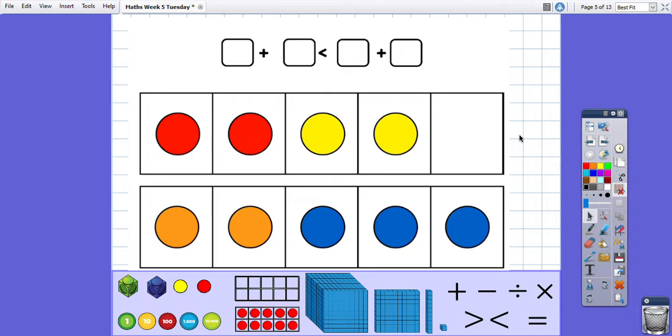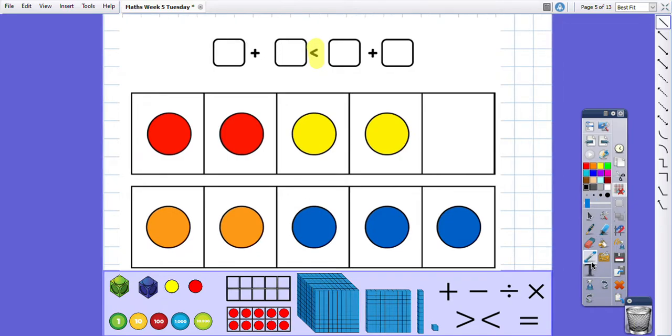This is a bit tricky. I liked this challenge, so I thought you could all have a go. In my top bar, I've got 2 red counters and 2 yellow counters. And then in my bottom bar, I've got 2 orange counters and 3 blue counters. And I need to write a sum that involves this sign here. Who can remember what this sign is called? It is the less than sign. Well done. So, what sum creates this bar?